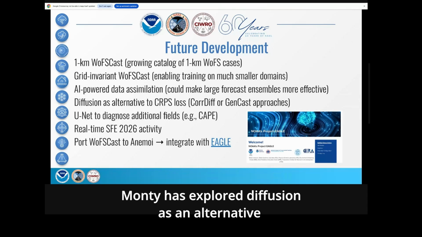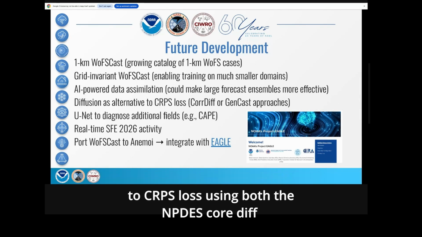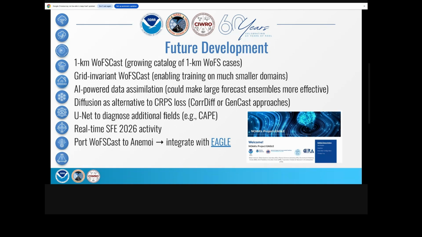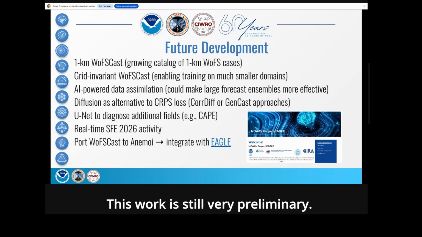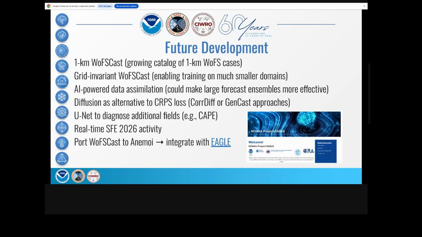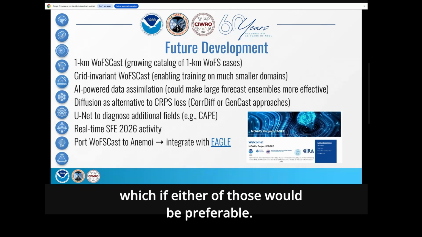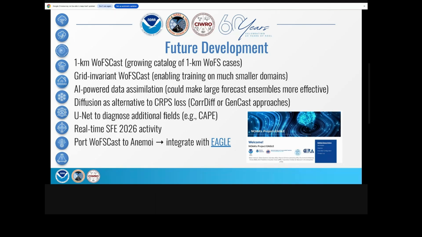Monte has explored diffusion as an alternative to CRPS loss using both NVIDIA's core diff and also the GenCast approaches. This work is still very preliminary. One downside to diffusion is that it is very costly at inference, but we have more work to do to see which of either of those would be preferable.